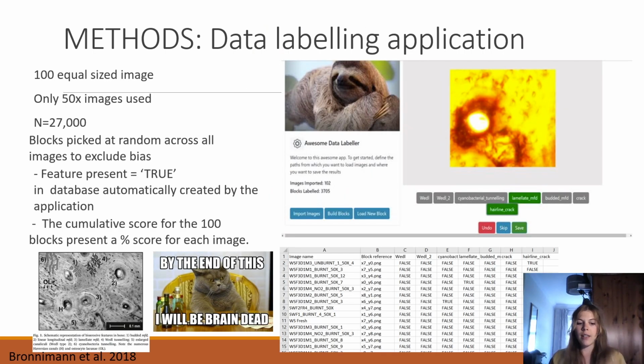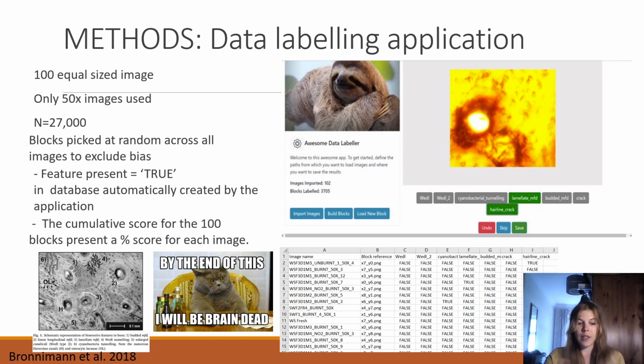So this is what the data labeling application looks like. Only the 50 times magnification images were used, and 3 to 5 of them per sample. Each image was divided into 100 equal blocks. The random selection of images by the application excluded bias in labeling. When a feature was present, I clicked on the feature and then clicked Save. The results are automatically saved in a database created by the application, and the cumulative score for the 100 blocks presents a percentage score for each image. And I labeled 27,000 of these blocks.